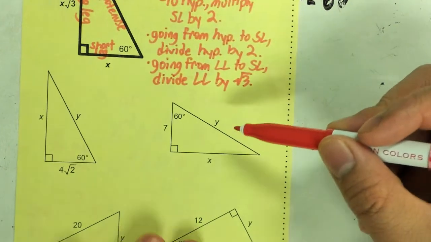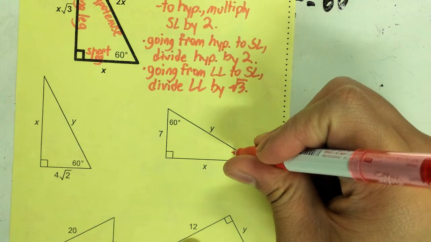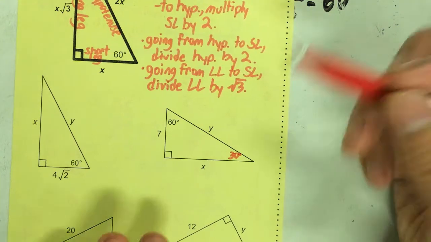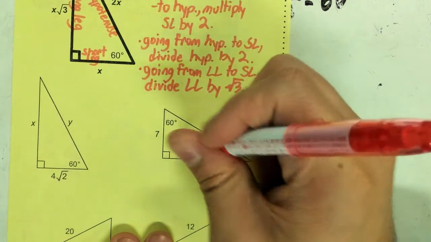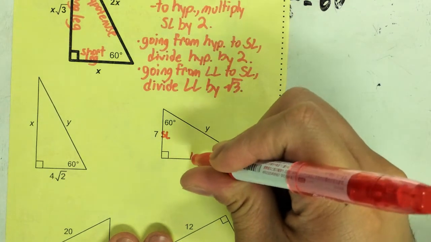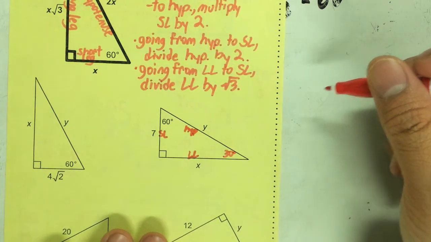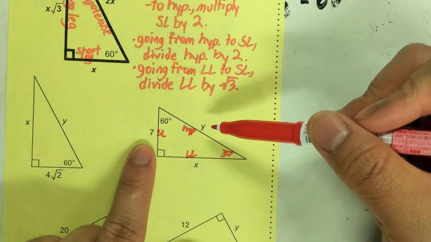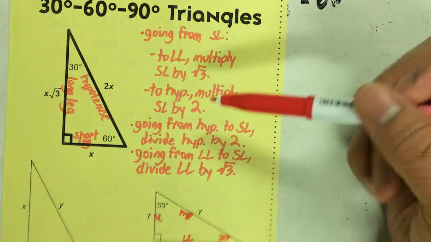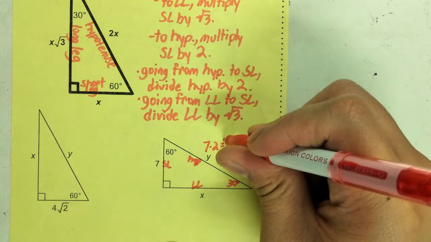I'll start over here. This is the easiest. That's a 60, that's a 90, which makes this angle over here 30 degrees. It's a 30, 60, 90. So now we have a 7. This 7, it's opposite your 30 degrees, which makes it a short leg. X down here is your long leg, and Y over here is your hypotenuse. So to get from short leg to hypotenuse, we multiply by 2. So 7 times 2, y equals 14.